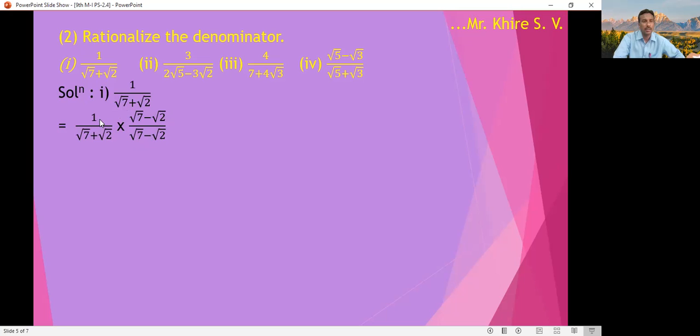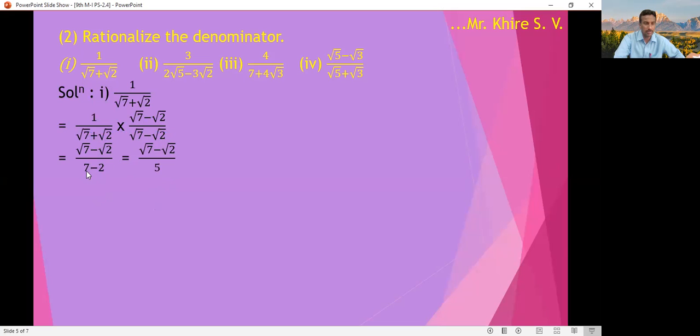Fraction. Then 1 upon root 7 plus root 2 into root 7 minus root 2 upon root 7 minus root 2. Value doesn't change. Okay. Let's multiply root 7 minus root 2 upon. Now root 7 plus root 2 and root 7 minus root 2 means a plus b and a minus b is there. Therefore, use formula here a square minus b square. This root 7 square minus root 2 square.